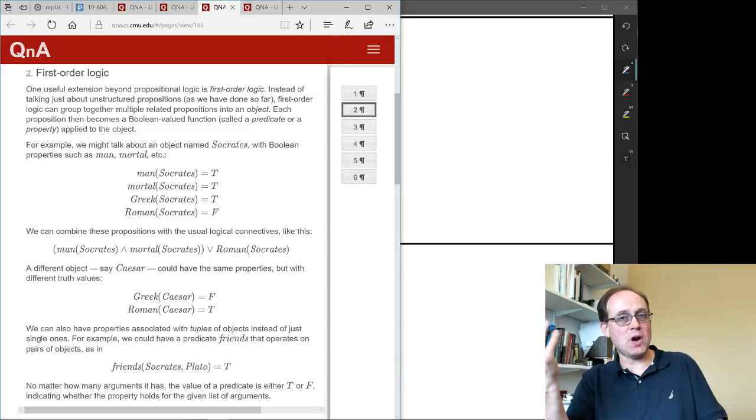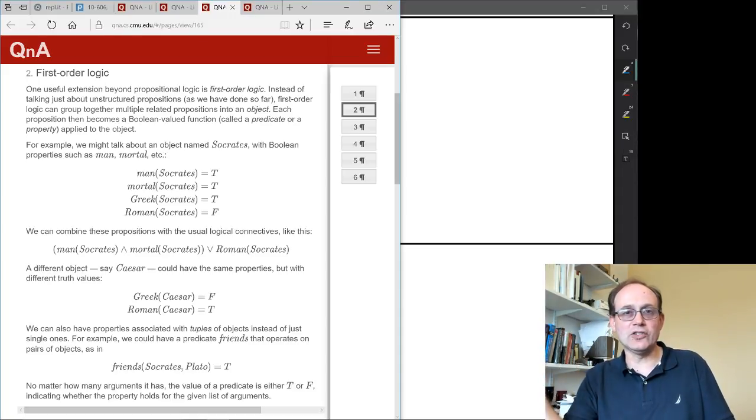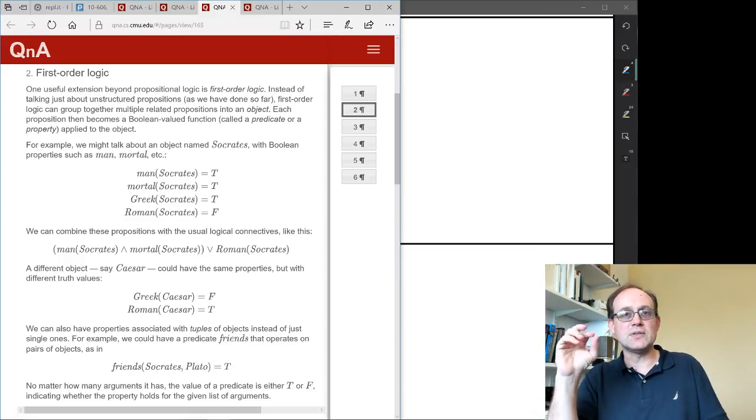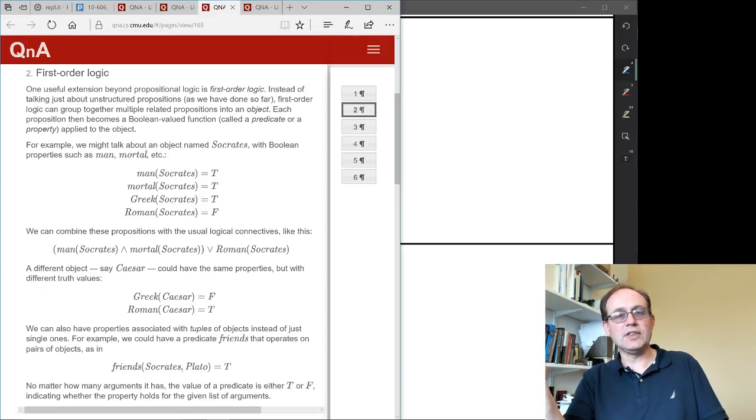And you could have a bunch of properties of that object. You could know whether Socrates was a man, you could know whether he was mortal, you could know whether he was Greek, you could know whether he was Roman, right? And there's a whole list of things you could know about him. And so, up till now, if we wanted to reason about whether Socrates was a man, we would have had to introduce a separate proposition called something like man underscore Socrates, right? And there would be no a priori relationship between that and mortal underscore Socrates, right? Like we would have to have separate propositional variables for each thing we wanted to reason about.